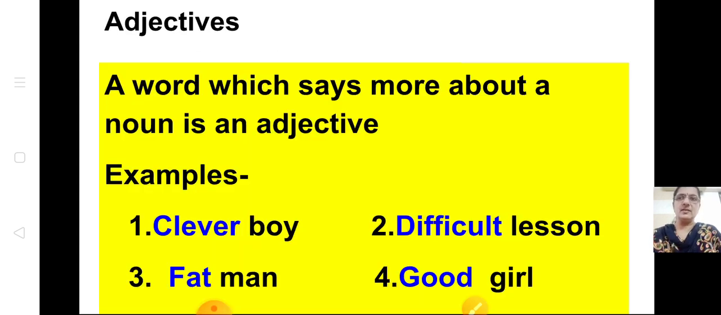Yes, adjectives. We learnt about adjectives. What is an adjective? It says more about a noun. Okay, clever boy. What type of boy? Clever boy. What type of man? Fat man. How is the lesson? Difficult. So girl, what type of girl? Good girl. So it gives more meaning to a noun, and is called an adjective.